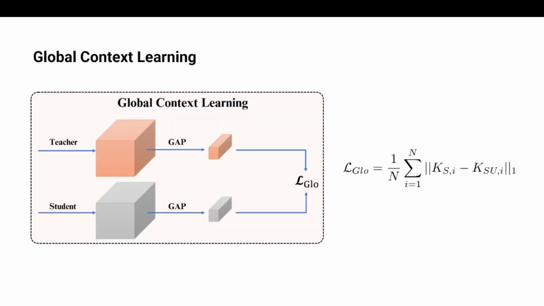First, we will introduce global context learning, which helps a student network learn high-level semantic information from a more powerful SwinUnet teacher model. This is done by extracting global representations from both models using global average pooling and comparing them.